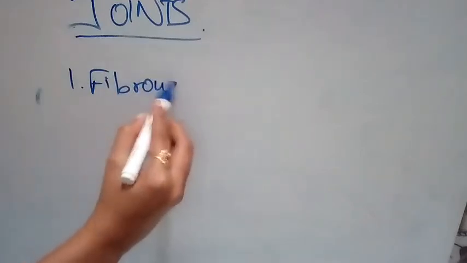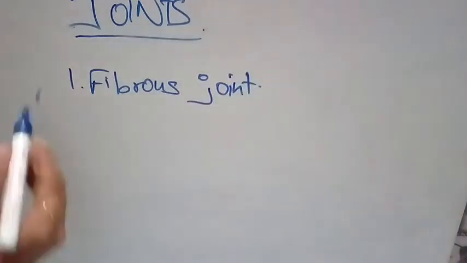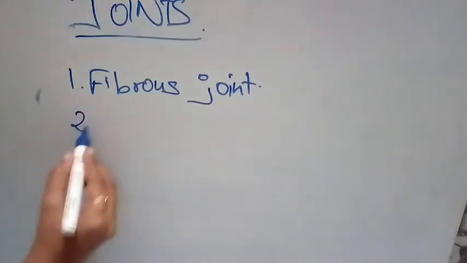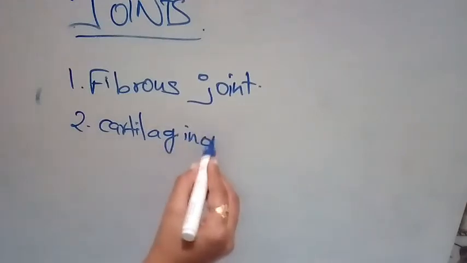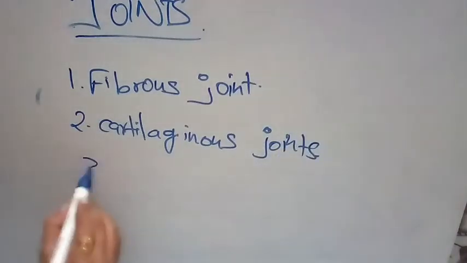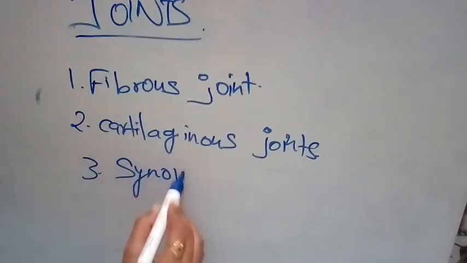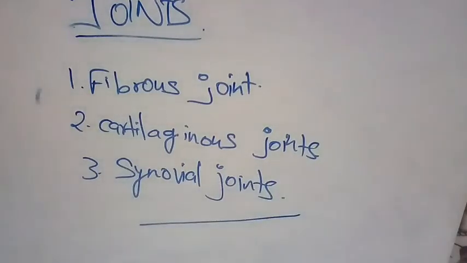Let's see the types of joints. There are three types of joints. First is the fibrous joint. Second one is the cartilaginous joint. Third one is the synovial joint. First we are going to see about the fibrous joints.